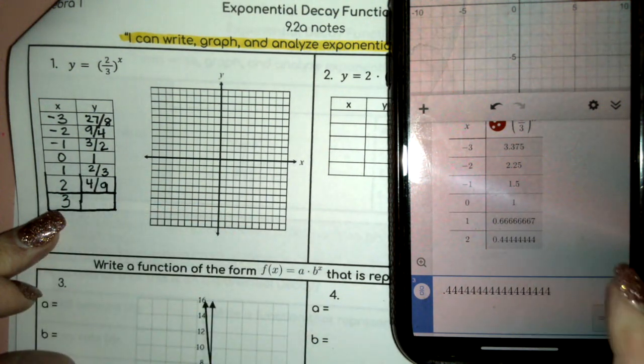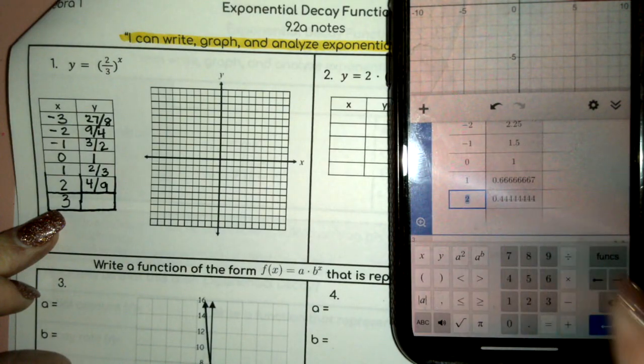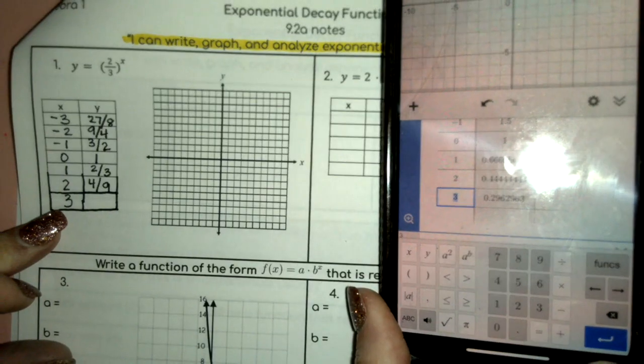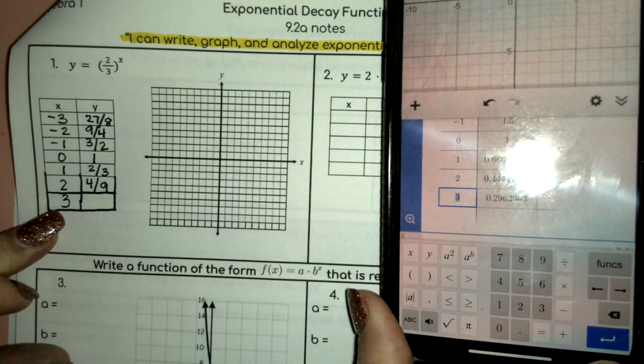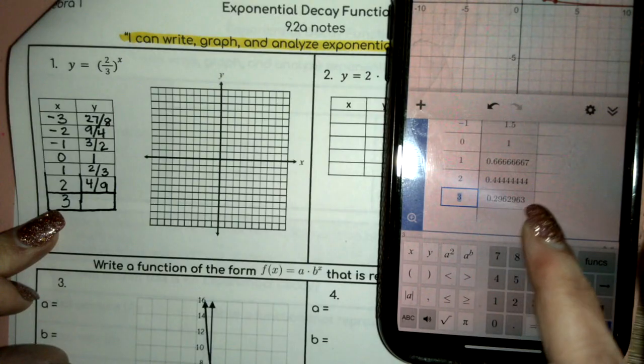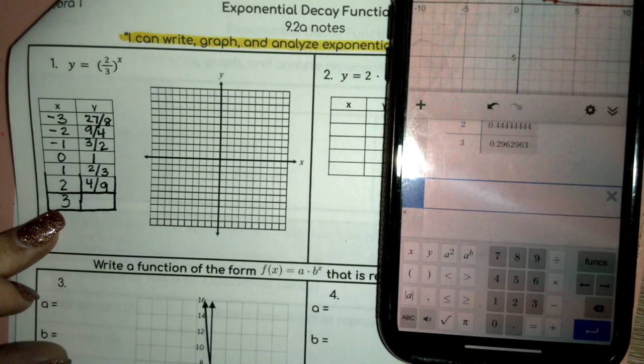And then if we plot number 3, and then if we put 3 in our table, it gives us this decimal, and this decimal is 0.296296, and then there's a 3, and the only reason that there's a 3 is because that 9 rounded that 2 up. So what it's repeating is 296 over and over and over again.